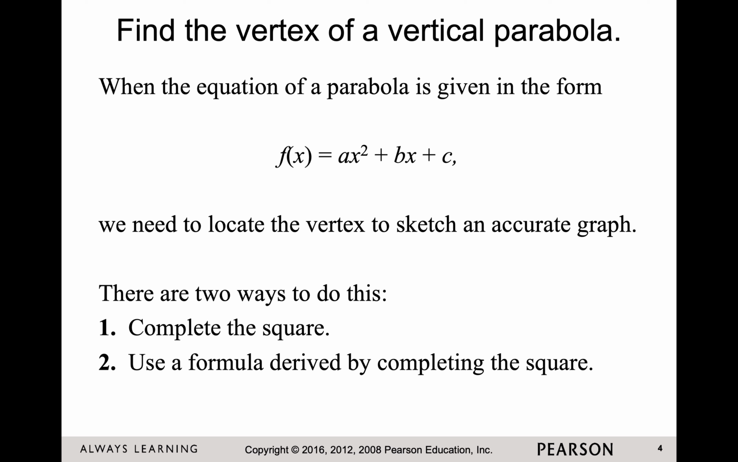So when we're given the equation of a parabola, what we've been doing is we've been graphing it, looking at the graph, and then finding the vertex. What we want to do here is be able to find the vertex from just the equation. And so there are two ways to do this. We can use completing the square to get that nice factored vertex form, or we can use a formula that is derived from the completing the square process.